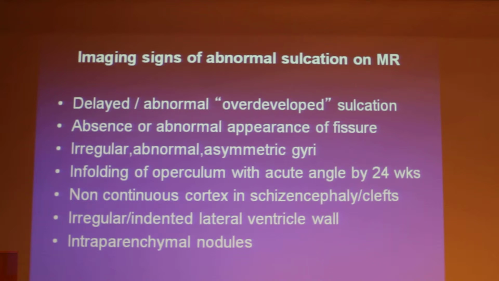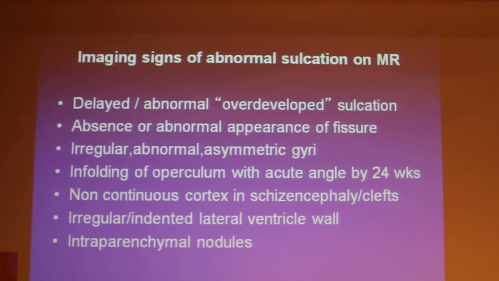Asymmetry is very important for the brain. Actually, it helps us in every imaging because it helps us see if there's something abnormal by the symmetry of the brain. The operculum is a very important place to look. There are many developmental abnormalities related to the operculum, and we know that there should be an acute angle between the overfolding cortex by 24 weeks of age. There's a lot of abnormalities associated with it. There can be abnormal and incontinuous cortex and schizencephalies.